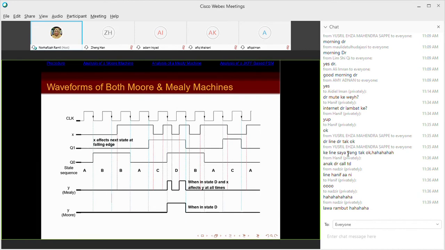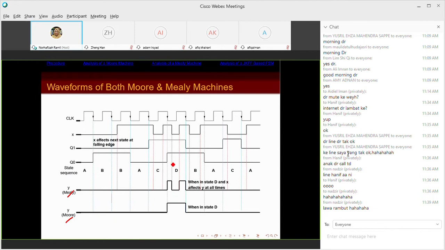Can you investigate this waveform? One is the Y for the Mealy output, and one is the Y for the Moore output. What do you see? If you look at Y, this is the Q1 and Q0 that you will get. You got Q1 plus and Q0 plus just now. The prominent or main difference is here.